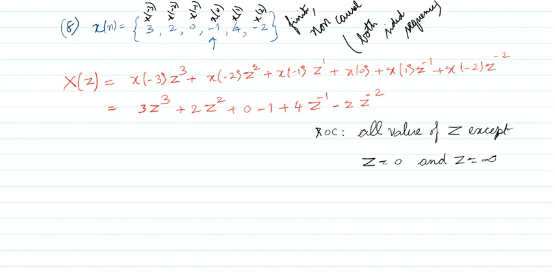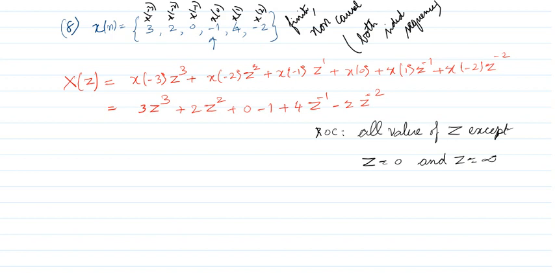Since it is for positive time and negative time, I am using only non-causal. If it is only positive, causal. Only negative means anti-causal. For both positive and negative means non-causal. It is finite because how many time samples are there? Minus 3, minus 2, minus 1, 0, 1 and 2. Only 6 samples are there. So it is a finite sequence, right?